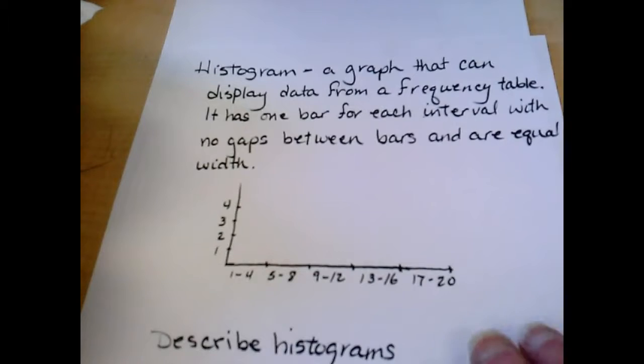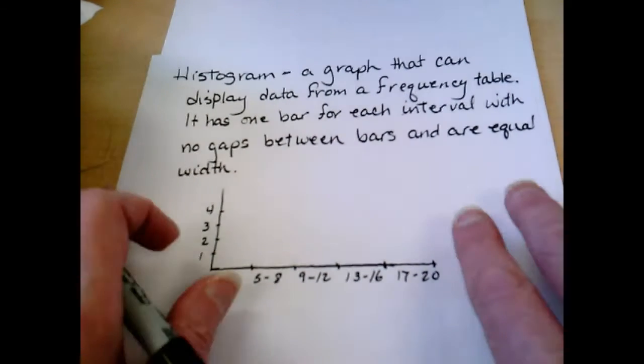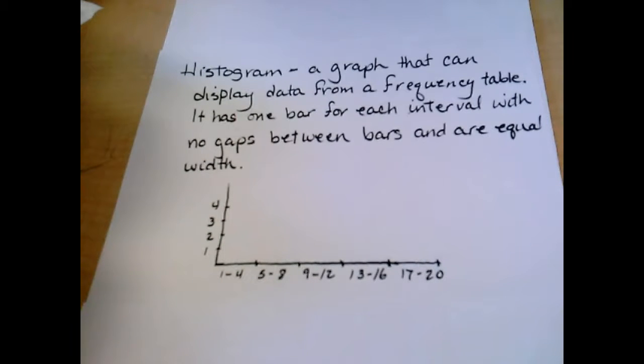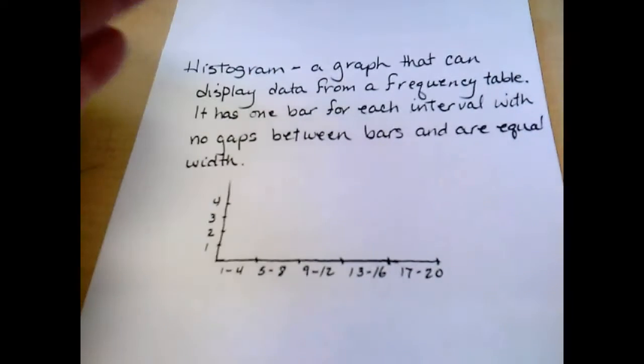And what a histogram is, is a graph that can display data from a frequency table. It has 1 bar for each interval with no gaps between bars and are equal width. So if you think about your bar graphs, they have the separate bar. A histogram is all together and you don't have the separate bars at all.